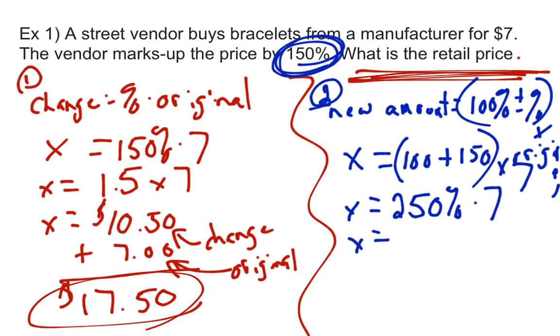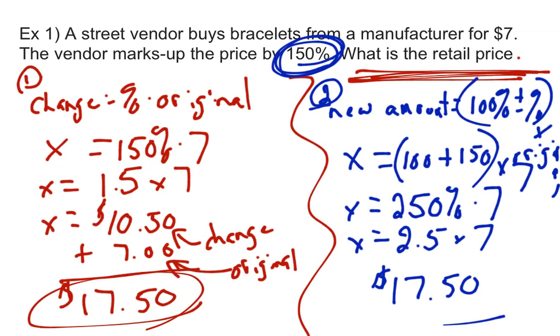Okay? The 250% still has to become 2.5, and then we can multiply by 7. 2.5 times 7 gives us a price of $17.50. All right, so two ways to do it today.